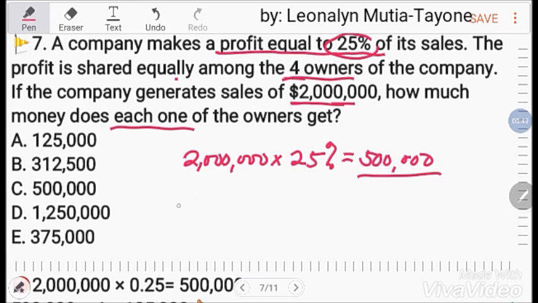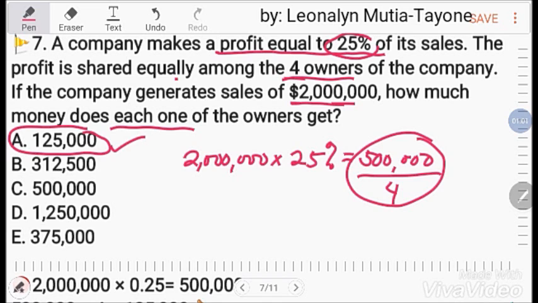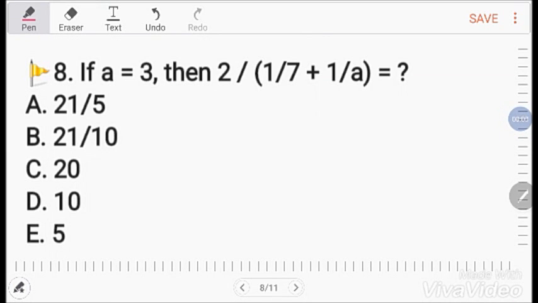Itong 500,000 na to, yan yung i-divide ng 4. So, that is 125,000. So, letter A ang sagot. Number 8. Pause this video again.